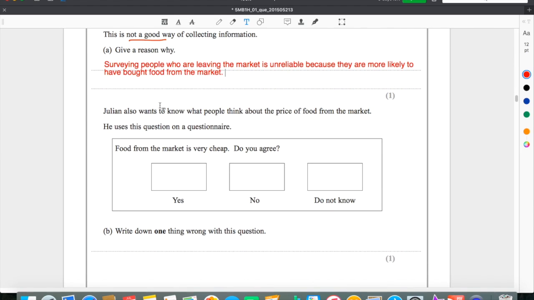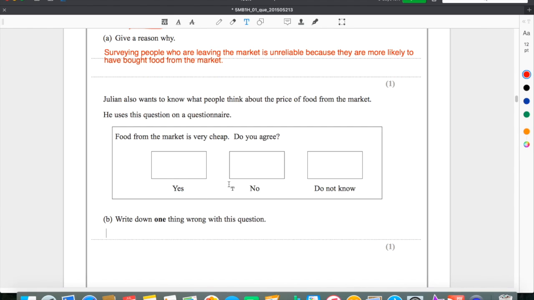Now, the next part of the question says that Julian also wants to know what people think about the price of food from the market. He uses this question on a questionnaire. Food from the market is very cheap, do you agree? And we just have yes, no, or do not know as our 3 answer boxes. And we're asked to write down one thing wrong with this question.